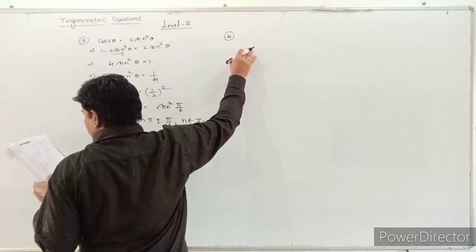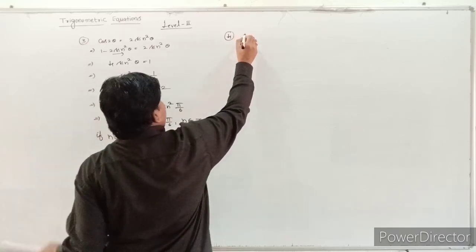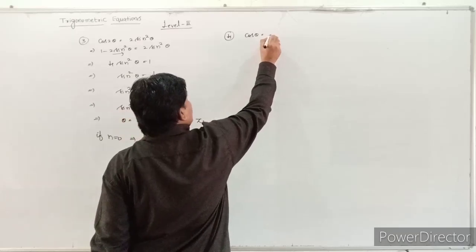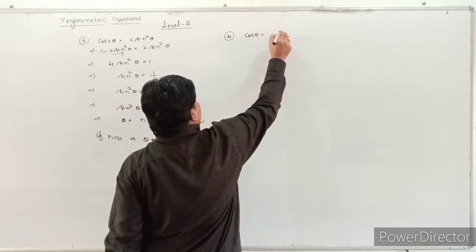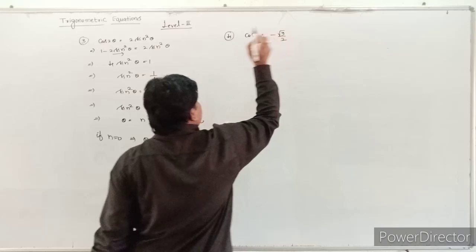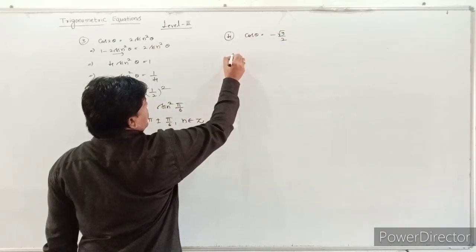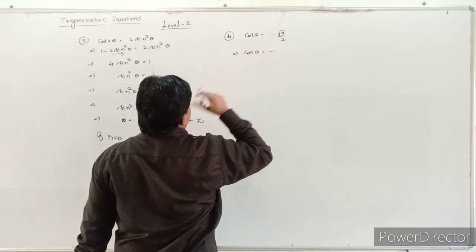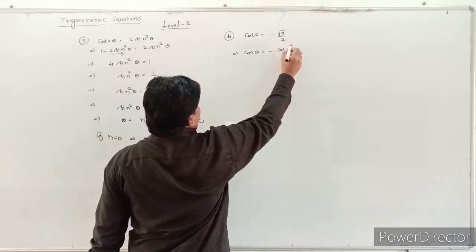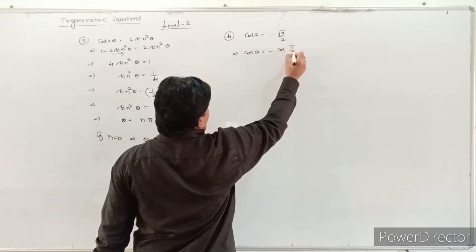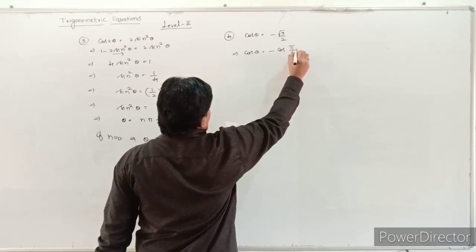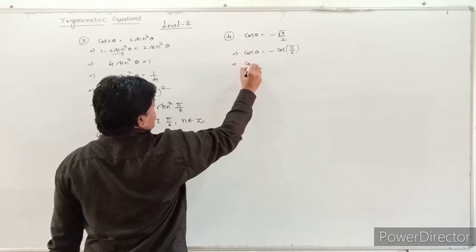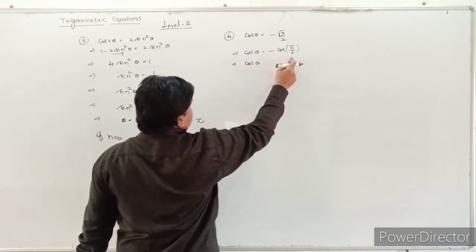The principal solution of cos theta is equal to minus root 3 by 2. So the principal solution they are asking. So what we can do? Cos theta is equal to minus root 3 by 2. Root 3 by 2 value is nothing but cos pi by 6. So cos 30 is root 3 by 2. So that implies cos theta is equal to minus cos theta.